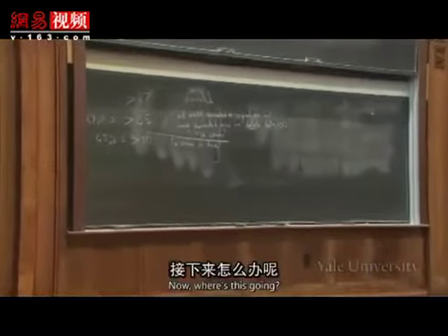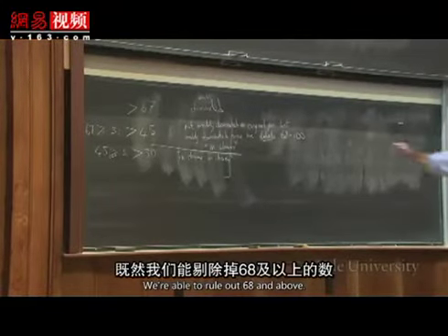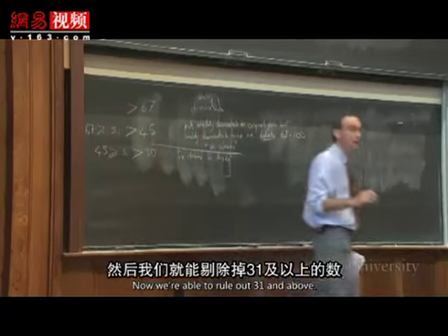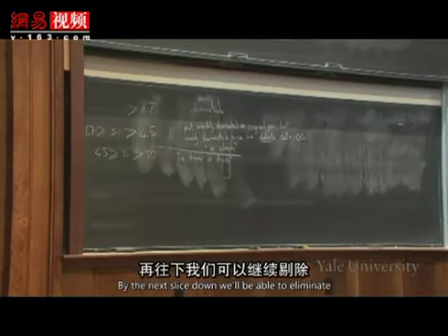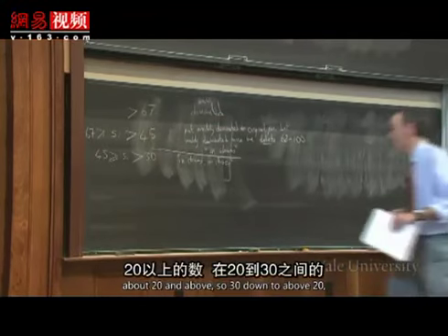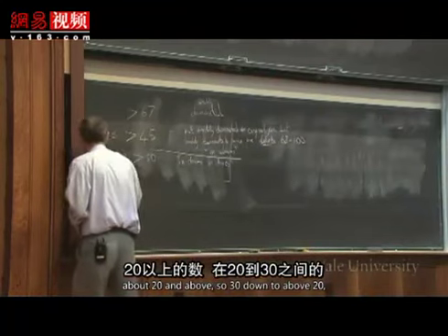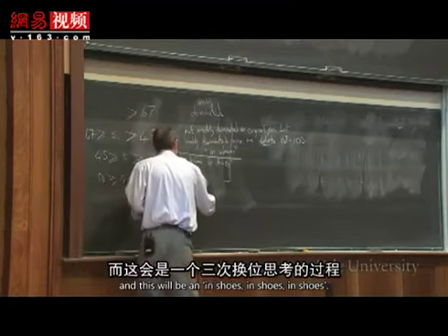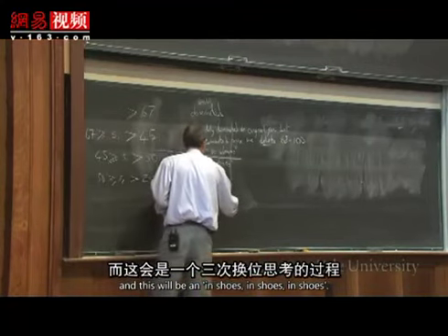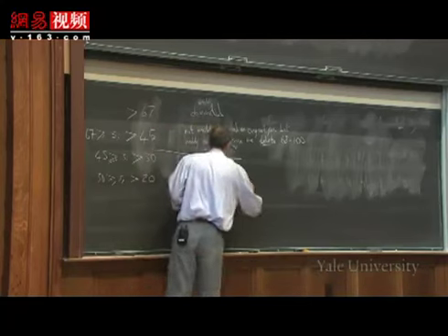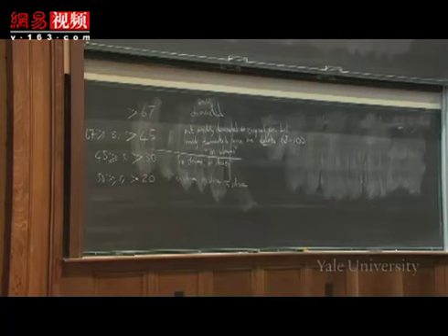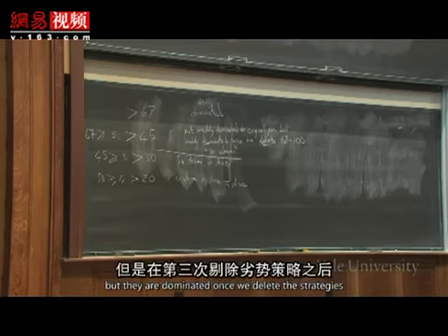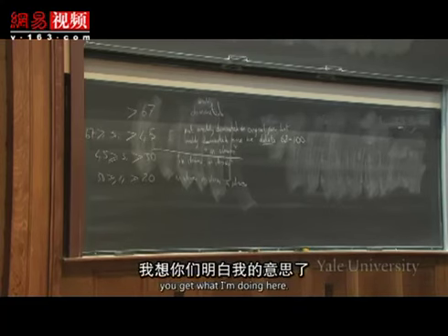Now, where's this going? We were able to rule out 68 and above, then we were able to rule out 46 and above, now we're able to rule out 31 and above. By the next slice down, we'll be able to eliminate about 20 and above. So 30 down to above 20, and this will be an in-shoes argument. These strategies aren't dominated, nor are they dominated once we delete the dominated strategies. Nor are they dominated once we delete the strategies that are dominated once we delete the dominated strategies, but they are dominated once we delete the strategies that are dominated in the next round. You get what I'm doing, okay?